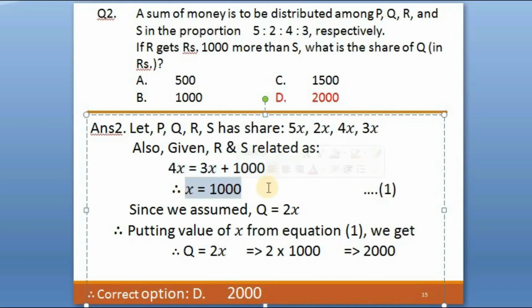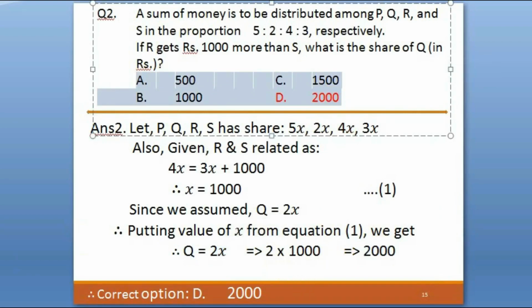Since we assumed the share of Q as 2x, by putting the value of x we get the share of Q, that is 2000. So out of these 4 options, option D is the right answer.